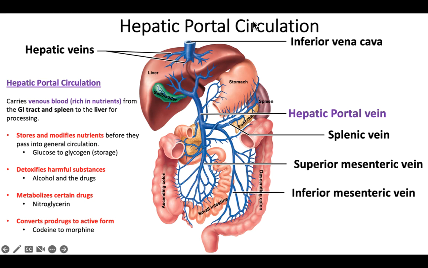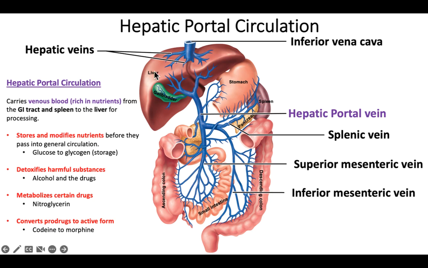All right, so this is a pretty important concept, but you've got to understand the reason why you have to send this blood to the liver. It has to do with the fact that blood coming from your intestines and from your spleen has things that you don't want to just send throughout the rest of the body. So you've got to send it to the liver.